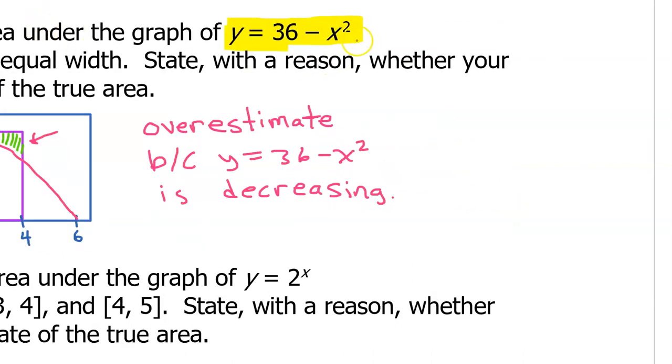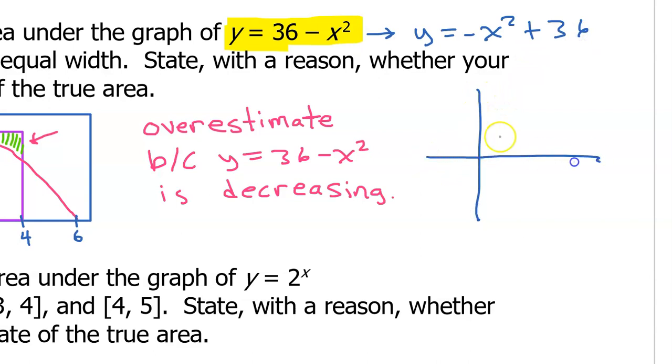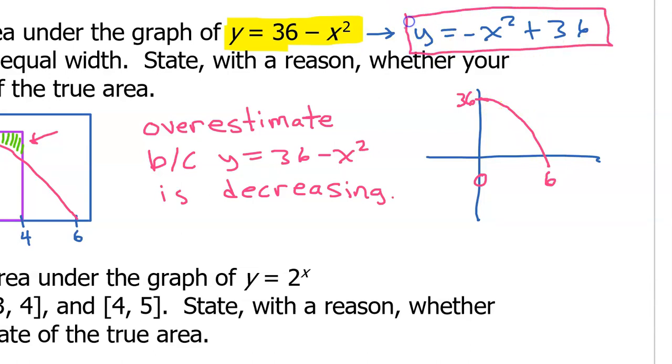Of course, you have to know your parent functions. When I look at this equation, I know this is the same as y equals negative x squared plus 36. So I know this is an upside down parabola. The plus 36 means that it starts off at a height of 36. So I have this upside down parabola that's going like this. So in an interval from 0 to 6, I'm dealing with a decreasing function. So I can picture all of that based on my knowledge of parent functions. Hang on to that.